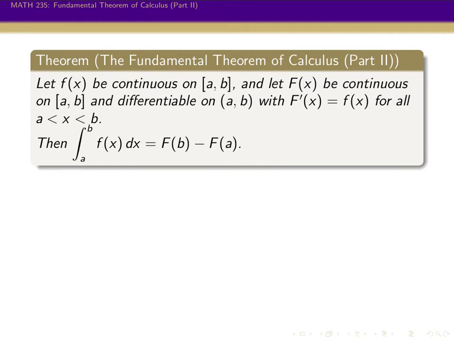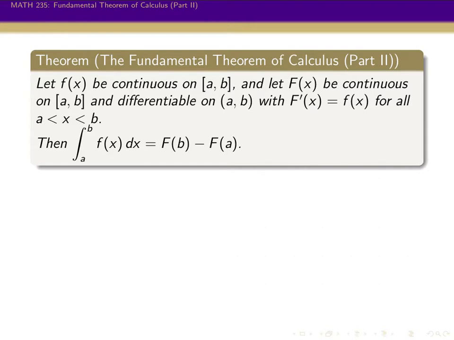Okay, so in this we're going to let f of x be continuous on a to b, so this means that it's Riemann integrable on a to b. And then we're going to take some other function, we're going to call it big F, and we want it to also be continuous on a to b, with the added caveat that it's also differentiable between a and b, and that its derivative is our little f of x for any point inside these two. Okay. Then, if we take the definite integral of little f from a to b, the value of this integral is going to be just plugging in the endpoints of big F and taking the difference between them.